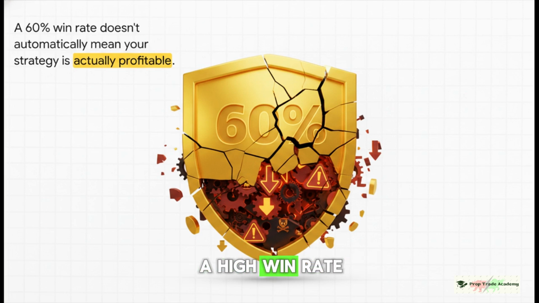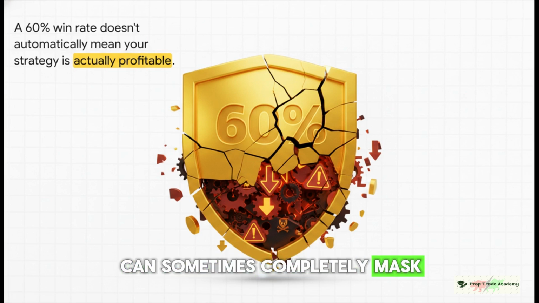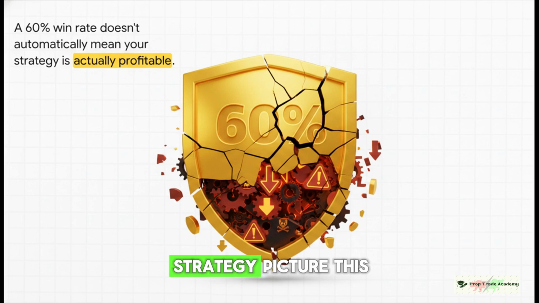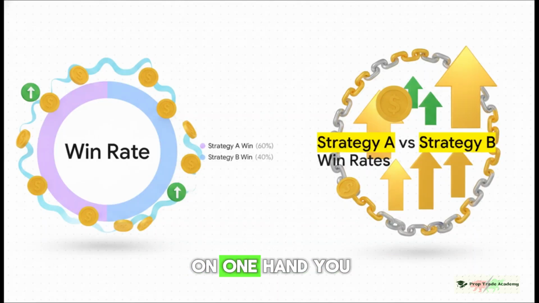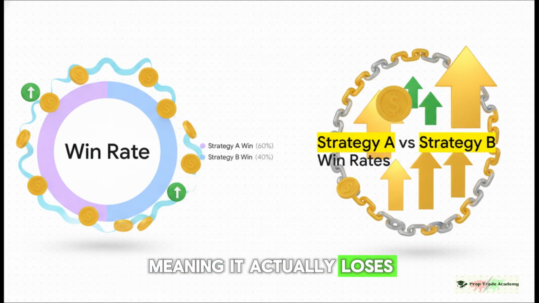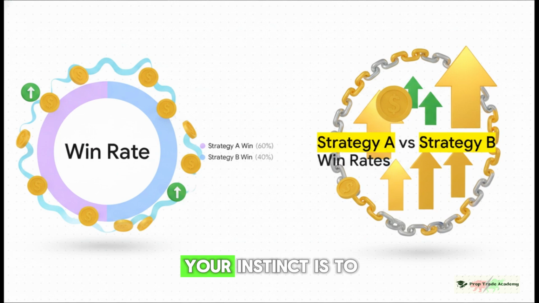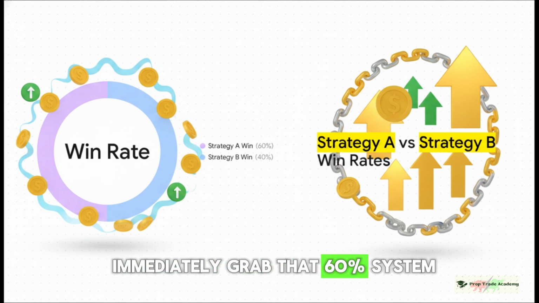In fact, a high win rate can sometimes completely mask a devastatingly losing strategy. Picture this. Consider two completely different strategies. On one hand, you have a strategy winning 60% of the time. On the other hand, a strategy winning just 40% of the time, meaning it actually loses the majority of its trades. Your instinct is to immediately grab that 60% system, right?